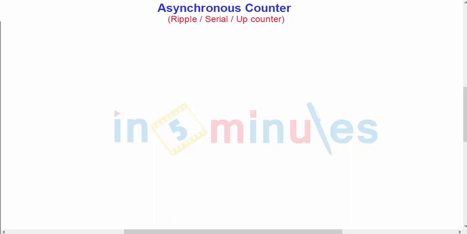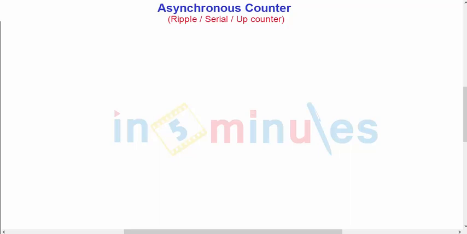In this 5 minutes, we will see the asynchronous counter. What an asynchronous counter is, it is also called a ripple counter, serial counter or up counter. It is called a ripple counter because there is a ripple in the states, as you will see in this session, that the bits are changing from clock cycle to clock cycle. That's why it is called a ripple.